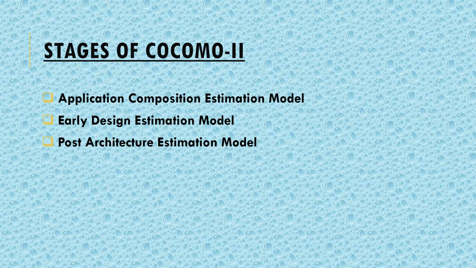Then the next is the post architecture estimation model. This is the most detailed estimation model, used after the entire architecture of the project has been developed, and we can use it in the development and maintenance of software products. We can use it to determine new cost drivers and new line counting rules. So we can use various formulas in the early design estimates also. This is how, using all these stages, the COCOMO 2 model is used to increase the accuracy of the development process.